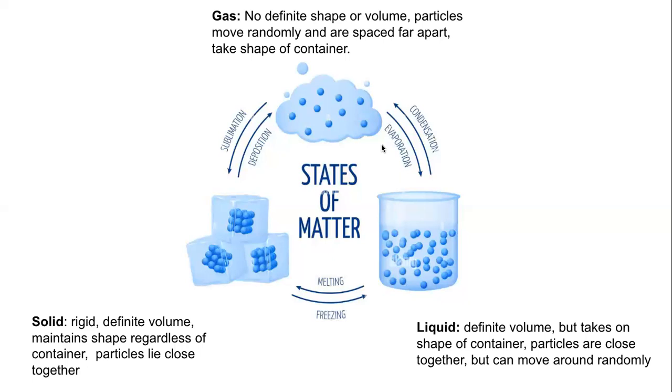Lastly, we'll talk about our third state of matter, which is a gas, and it has no definite shape or volume. The particles can move randomly and are spaced far apart, and they will take the shape of a container. So we do have things called compressed gases, and they can fill up a container. If you're in a room, it's filled with gas or air molecules, and you can see that there's no definite shape, and these molecules can move around.